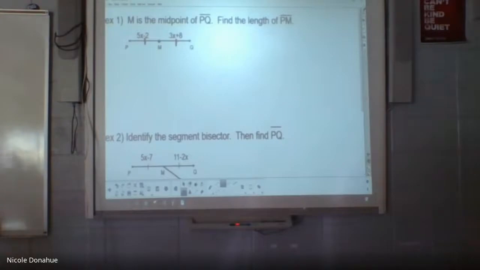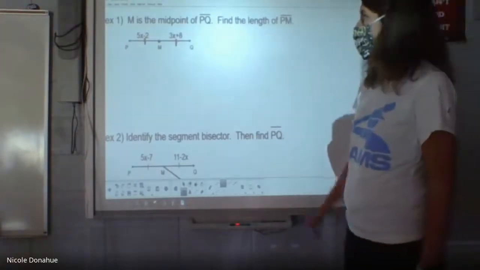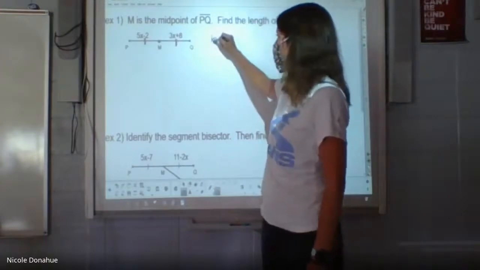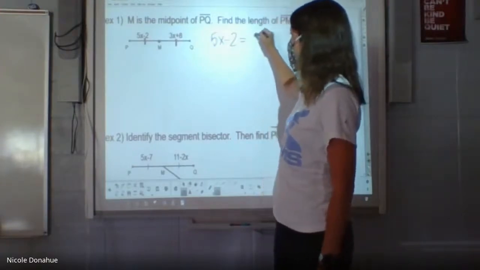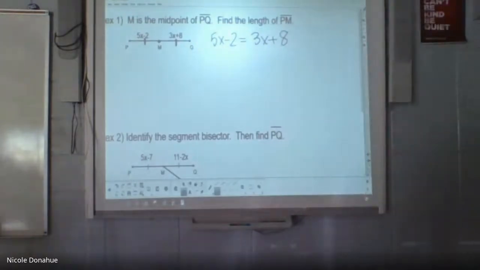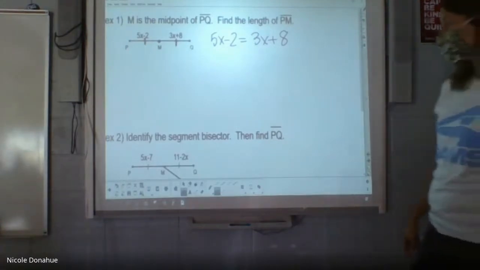Yeah, Leah? Yeah, we can just set these two equal, and then we can solve them. So 5x minus 2 needs to equal 3x plus 8. I don't know what they add up to, nor do I need to know, because I know they're the same as one another. So I'm able to set them equal.